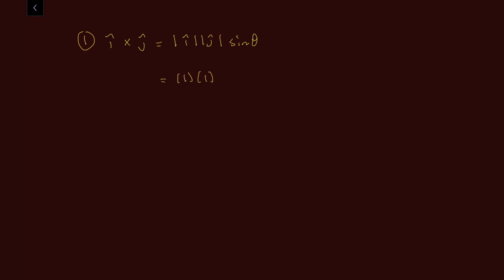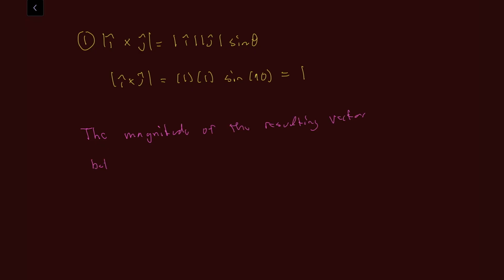And here's your first win of the day. Remember the formula for cross products is simply the magnitude of your first vector times the magnitude of your second vector times the sine of the angle between them, right? Now the good thing about unit vectors is that since their magnitudes are both just 1 and the angle between them is 90 degrees, the magnitude of this third vector is going to be 1. So that's a rule that I want you to know. The magnitude of the resulting vector between two unit vectors is always 1, or in other words, it's always going to be a third unit vector.